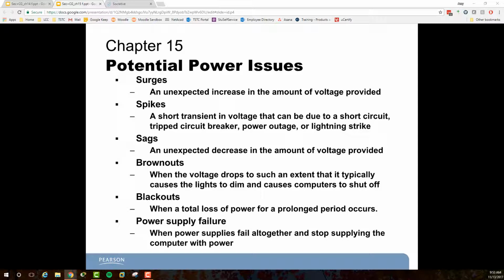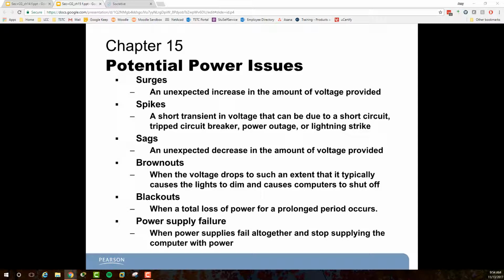Power issues that we can have that could lead to a single point of failure failing. A surge, which is an unexpected increase in voltage. A spike, which is a short change in voltage that could happen due to a breaker being tripped or a power outage, a lightning strike. A sag is a decrease in the amount of voltage.